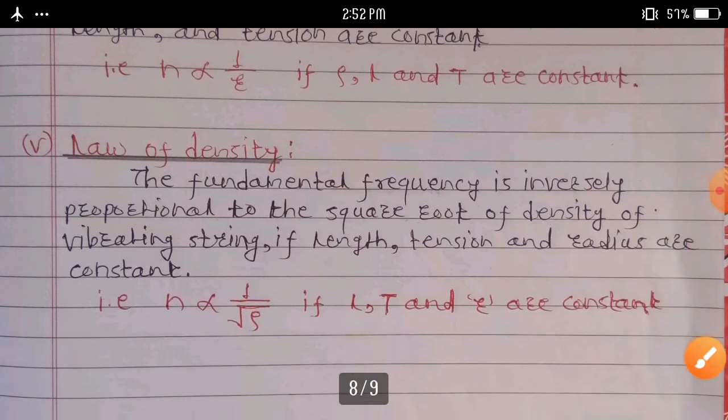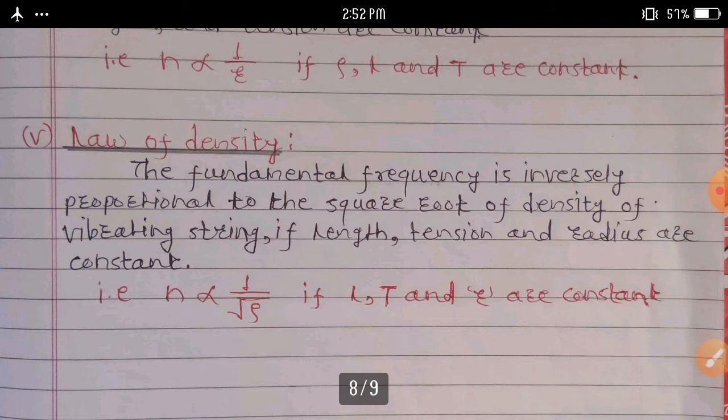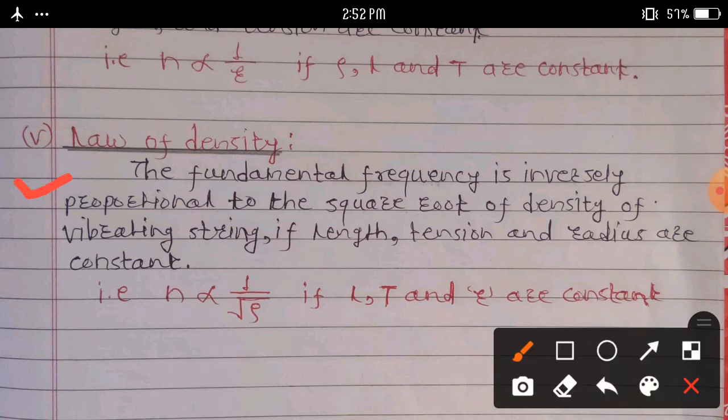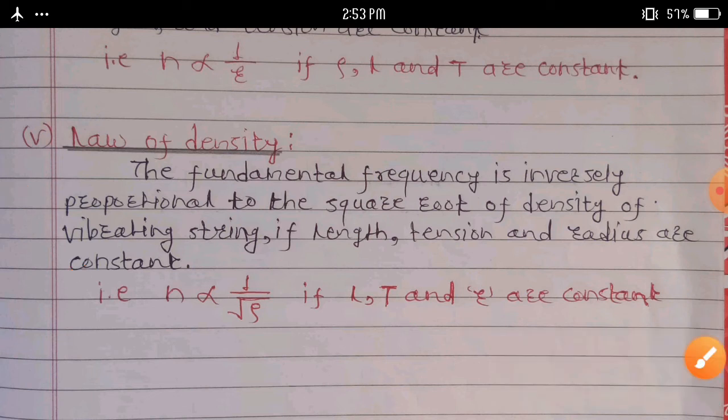And the fifth law of a vibrating string is the law of density. The fundamental frequency is inversely proportional to the square root of the density of the vibrating string if the length, tension and radius are kept constant, that is n is inversely proportional to the square root of rho if small l, capital T and small r are kept constant. This is the fifth law of a vibrating string.